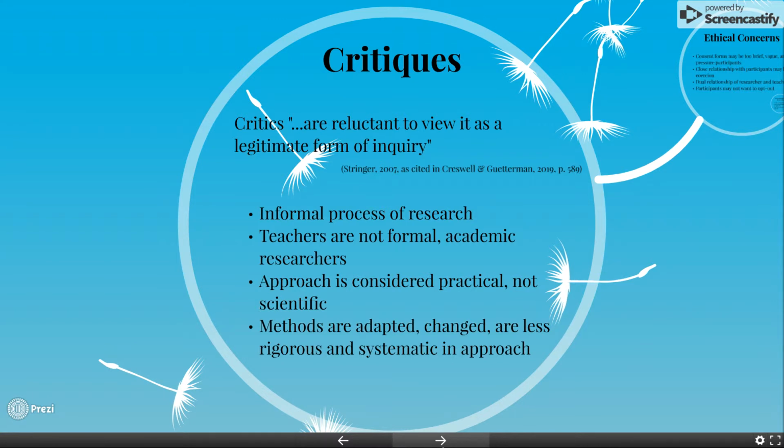The approach is not necessarily considered practical or scientific, and people critique it to say that the methods are adapted and changed over and over again, and maybe are not as rigorous or systematic an approach as they need to be.